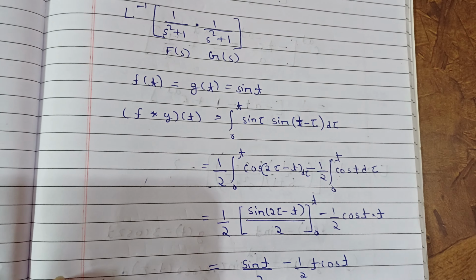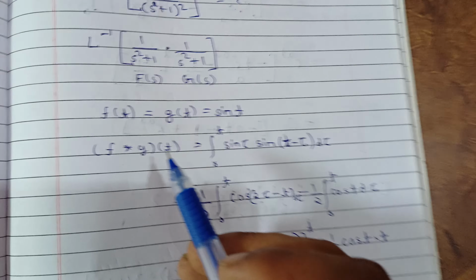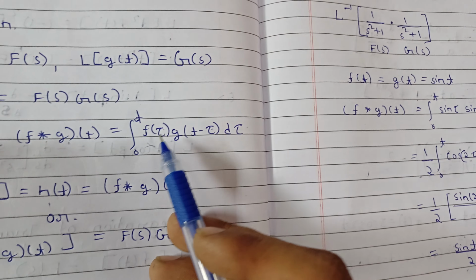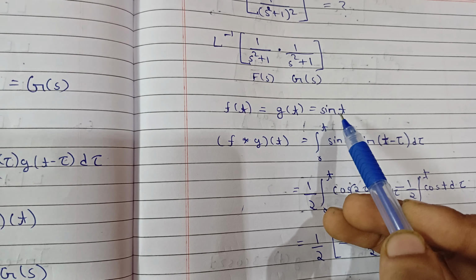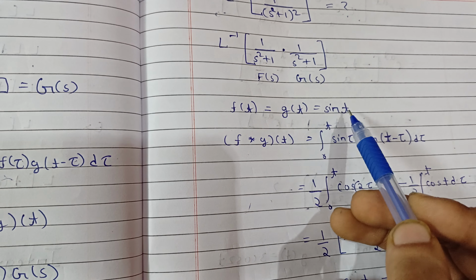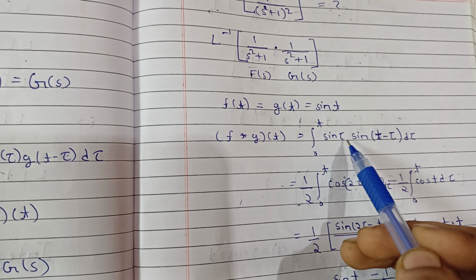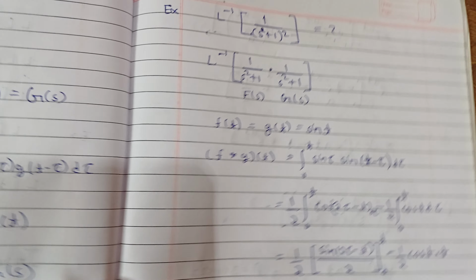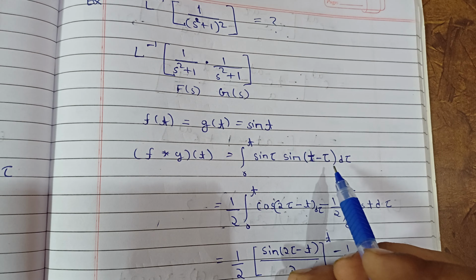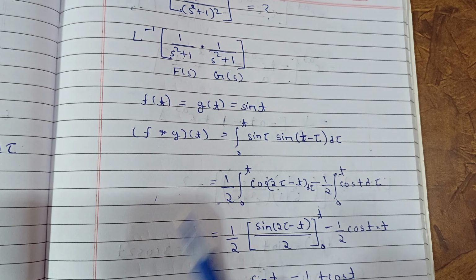Now how can we find the convolution? Convolution is f(tau) g(t minus tau). Let's assume the first is sin t, that is our f(t). So we just replace t with tau, so it will be sin tau. Then g(t) is also sin t, that will be replaced by t minus tau. So sin(t minus tau) d tau. Now the limit is 0 to t.